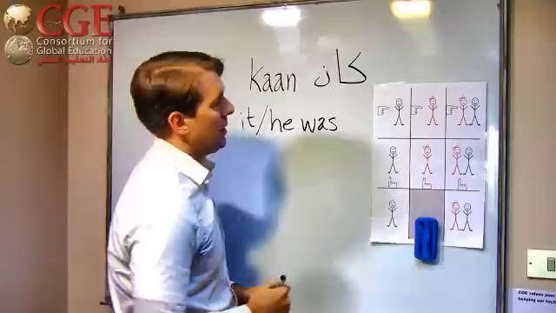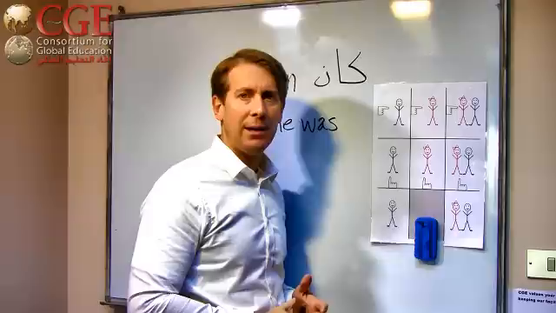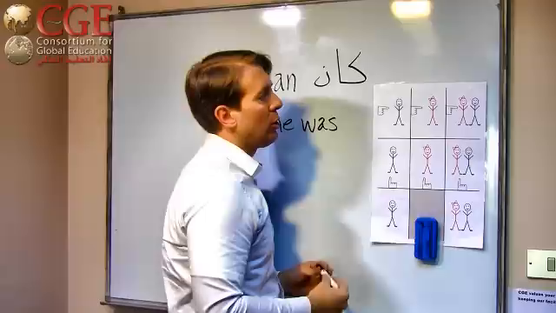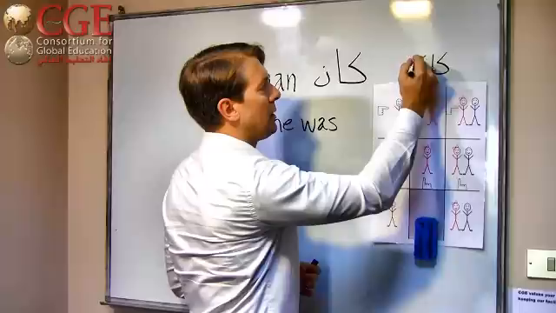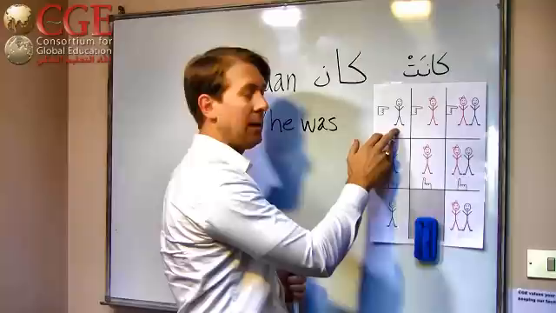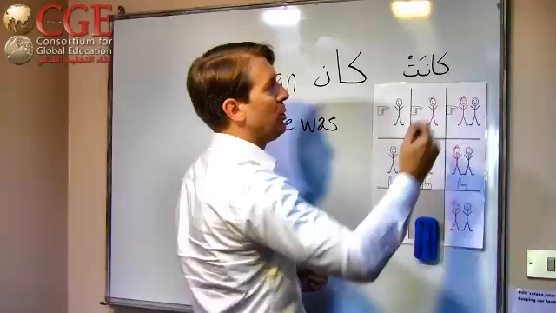So, the first conjugation is here. It is kaan. All right, kaan, he was, kaan. For the girl, it becomes kaanat. All right, so huwa kaan or just kaan, kaanat, kaanu. All right, kaanu, which is spelled like this.